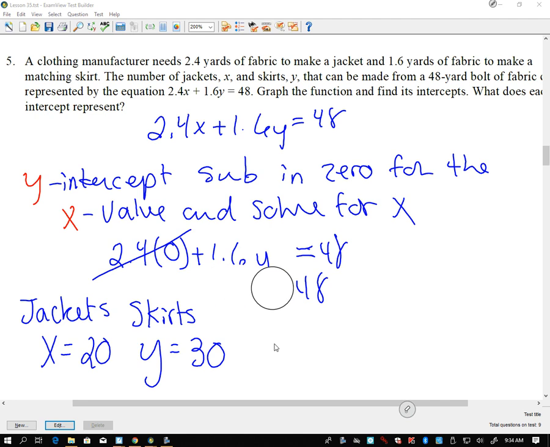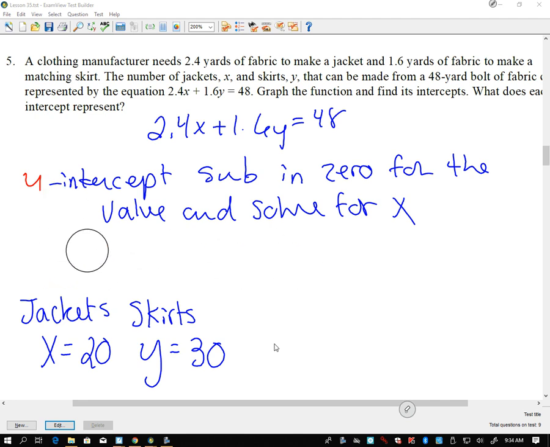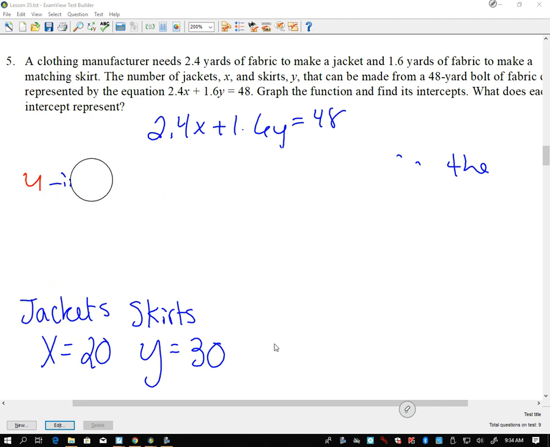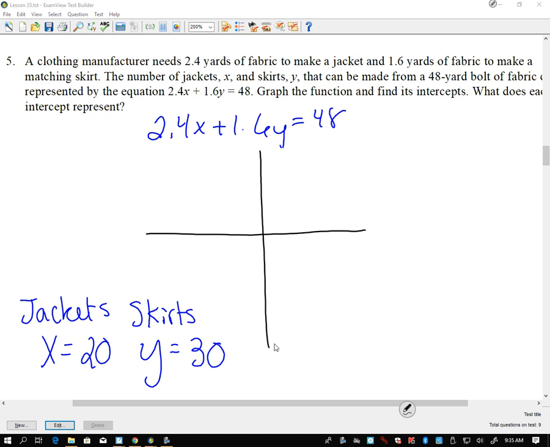So what does the 0 represent? Whenever I plug in 0 for X or 0 for Y, what am I saying about what I'm doing? Like when I plugged in 0 for X, how many jackets was I making? I was making 0 jackets. I was putting all of my fabric into making skirts, right? And whenever I plugged in 0 for Y, I'm making how many skirts? 0. And I'm throwing all my material at making jackets, right?